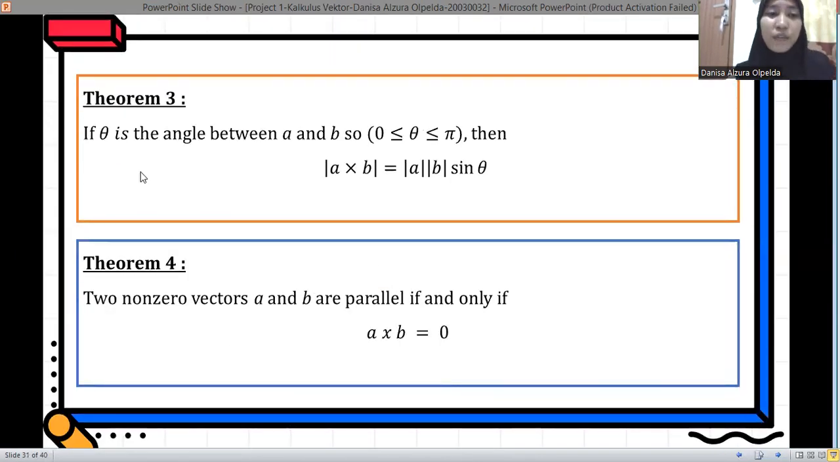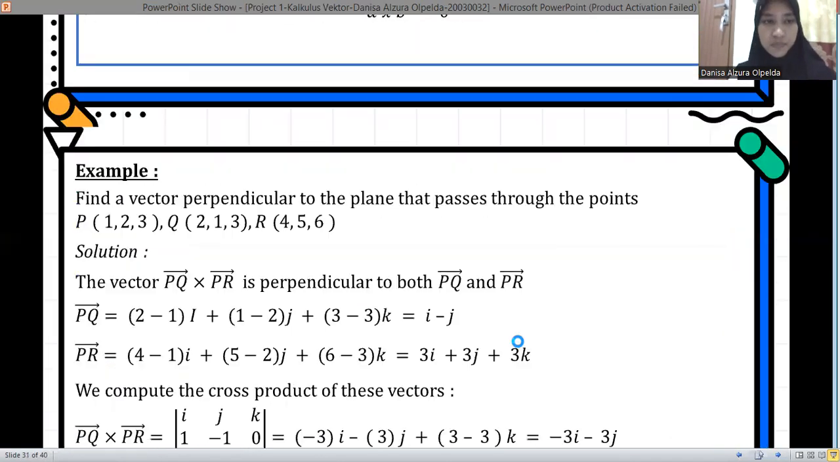Theorem 3. If theta is the angle between A and B, so theta is greater than or equal to 0 and less than or equal to pi, then the magnitude of A cross B is equal to the magnitude of A times the magnitude of B times sin theta. Theorem 4. Two non-zero vectors A and B are parallel if and only if A cross B is equal to 0.